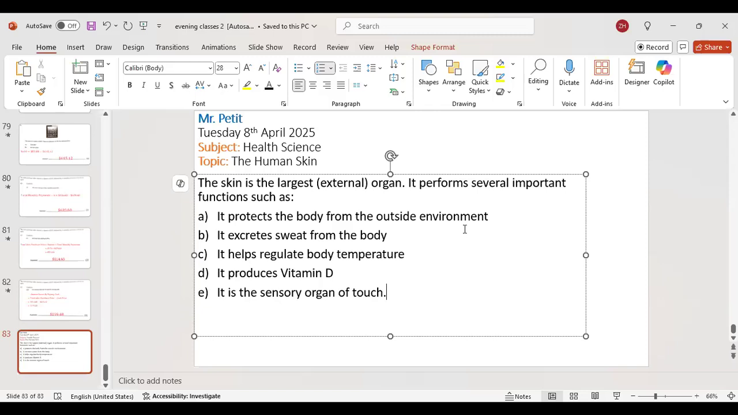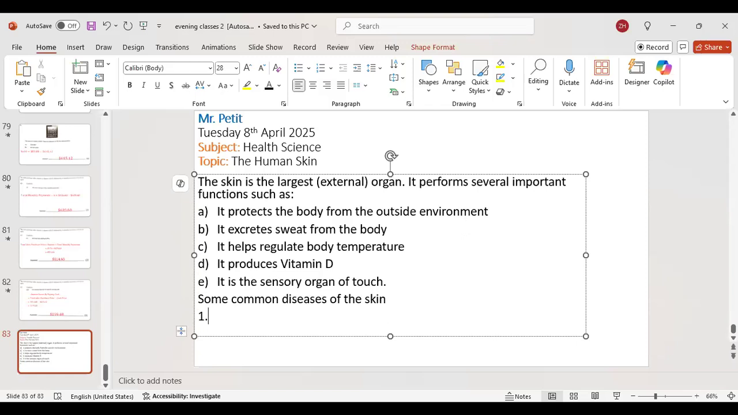So what are some common diseases of the skin? What are some common diseases of the skin? Number one, you have ringworm. You know, the first thing that came to me was Michael Jackson. What do you mean, like chicken pox and measles? Yeah, stuff like that. So the first one is ringworm.